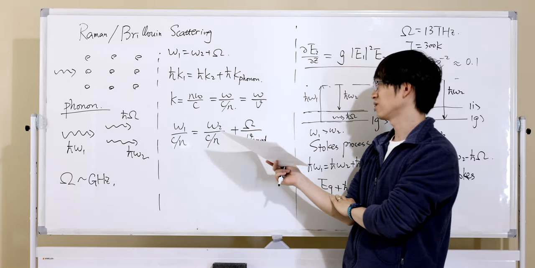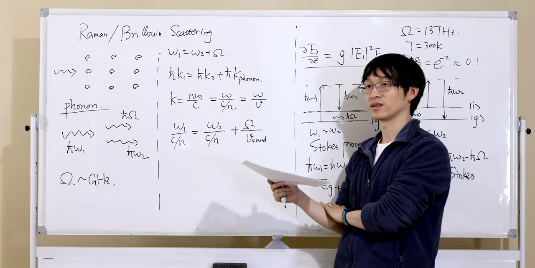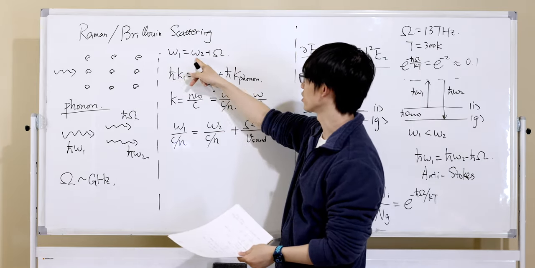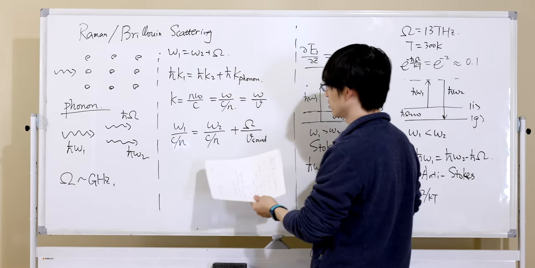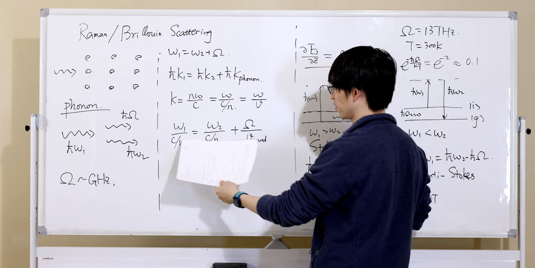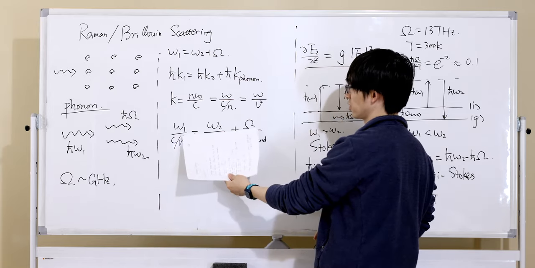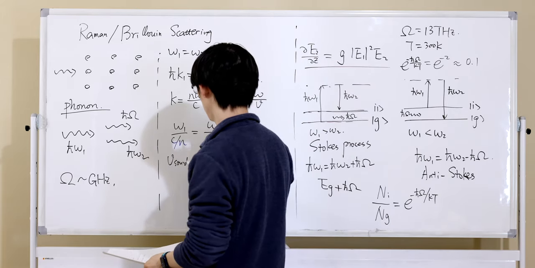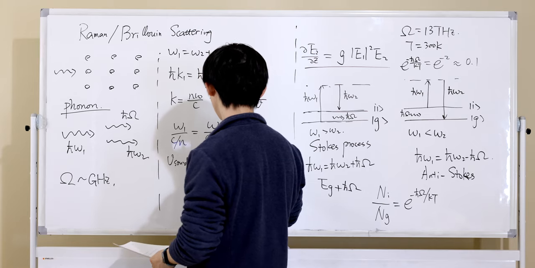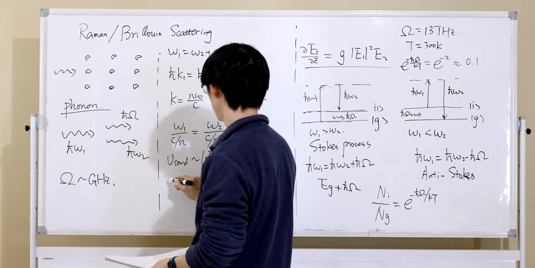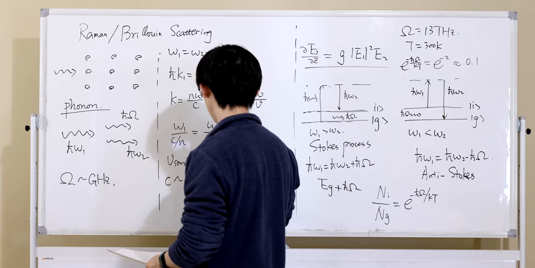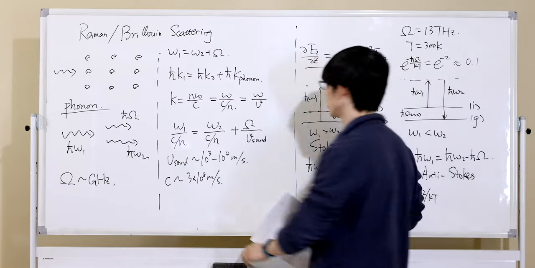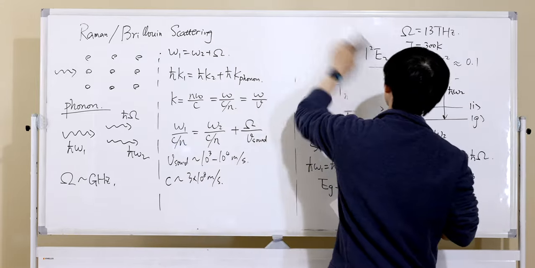So the speed of sound is actually much, much smaller than the speed of light, and from energy conservation, you already require omega 1 equals omega 2 plus capital omega. So naturally, if their speed is all the same, then this equation naturally matches. But now the speed of sound is typically, for example, 10 to the 3 to 10 to the 4 meters per second, compared to the speed of light, which is 3 times 10 to the 8 meters per second. So it looks like it's not even possible for this to happen at all.